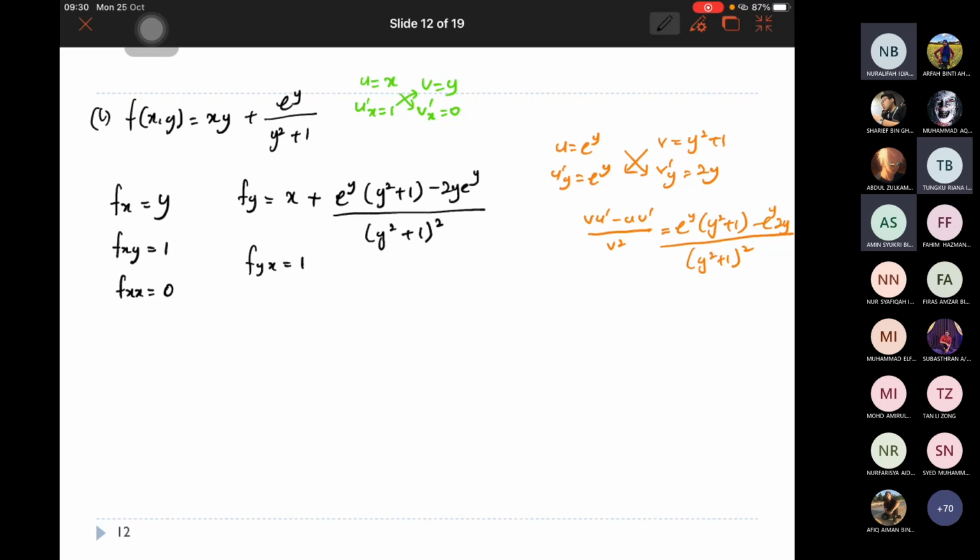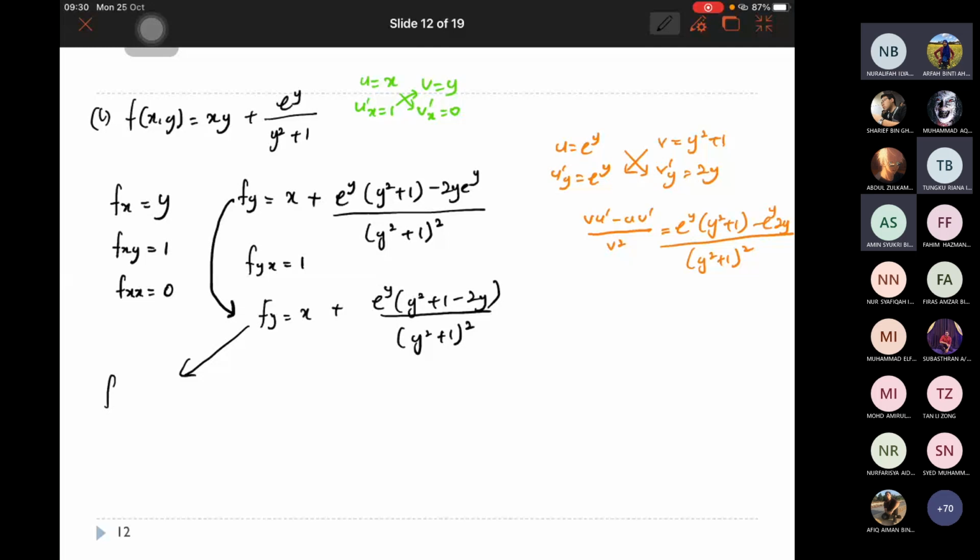Dapat. So dia sama juga. This one is actually f partial derivative, dia akan dapat x tambah exponential y kuasa 2 tambah 1 tolak 2y per y squared plus 1 kuasa 2. So kita nak dapatkan fyy. From here we want to find fyy. The x term akan jadi kosong directly.